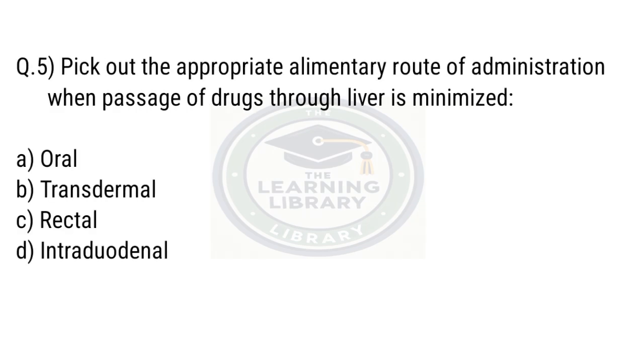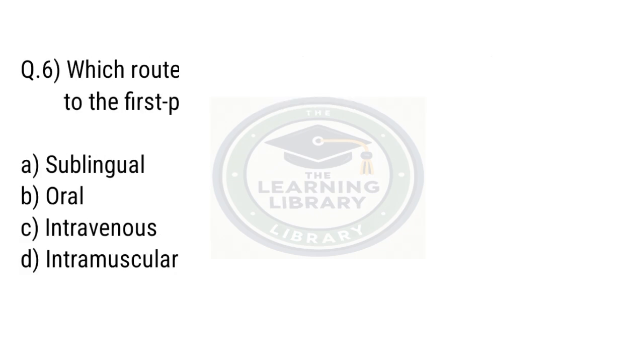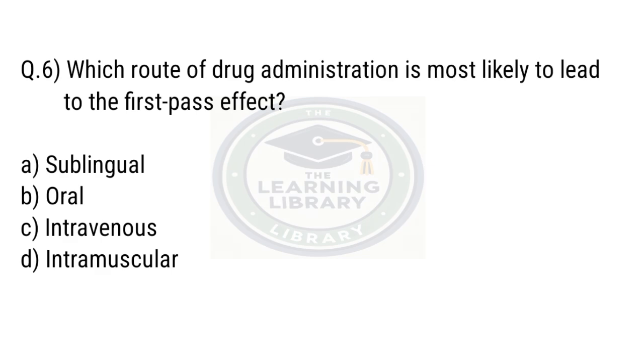Question number 5. Pick out the appropriate elementary route of administration when passage of drugs through liver is minimized. The right answer is option C. Rectal. Question number 6. Which route of drug administration is most likely to lead to the first pass effect? The right answer is option B. Oral.